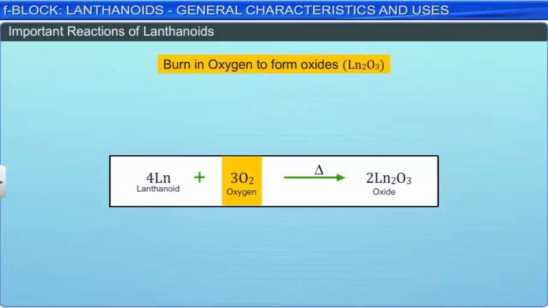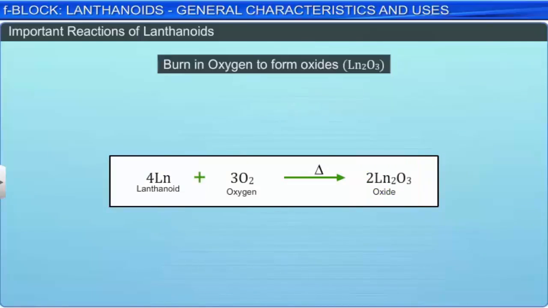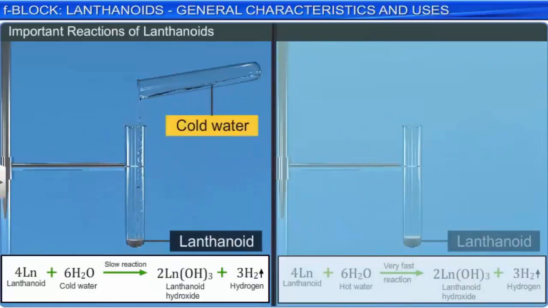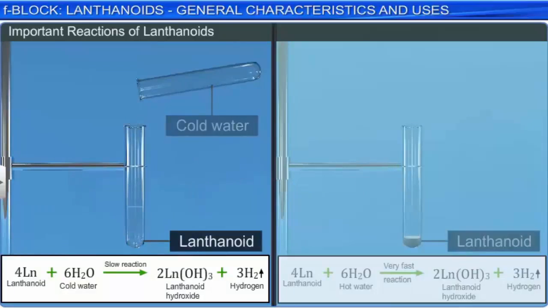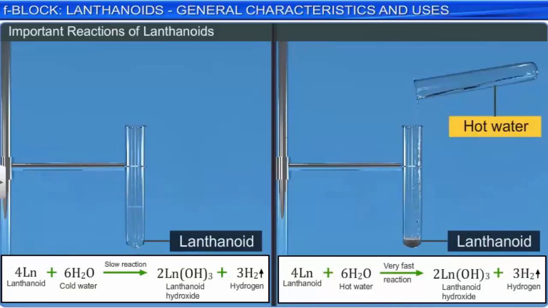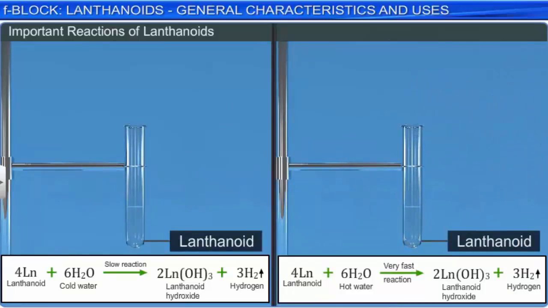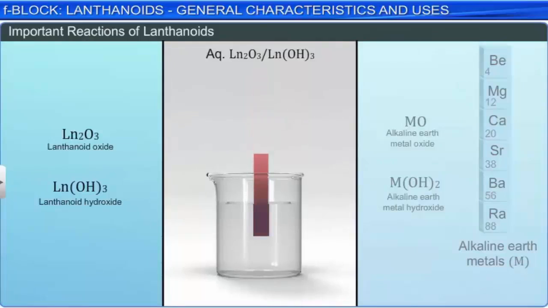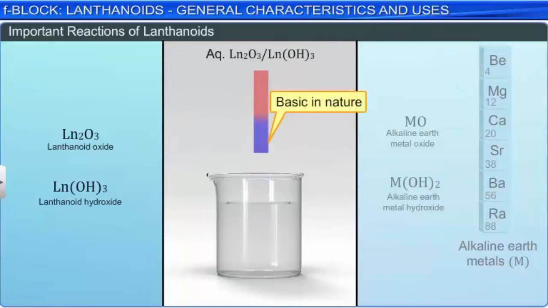They react slowly with cold water, but more rapidly with hot water, and liberate hydrogen gas. The lanthanoid oxides and hydroxides are basic in nature, like alkaline earth metal oxides and hydroxides. Let us now look at the uses of lanthanoids.